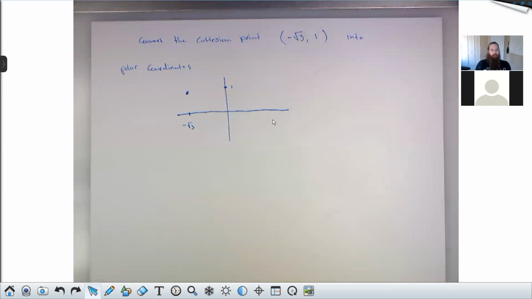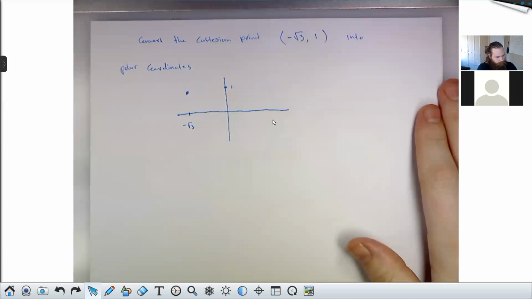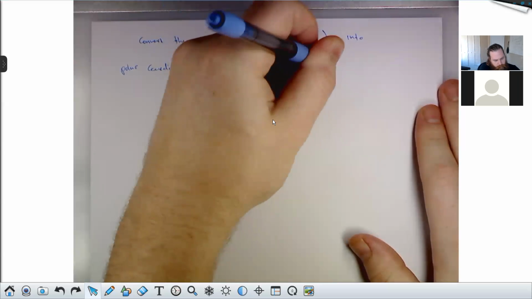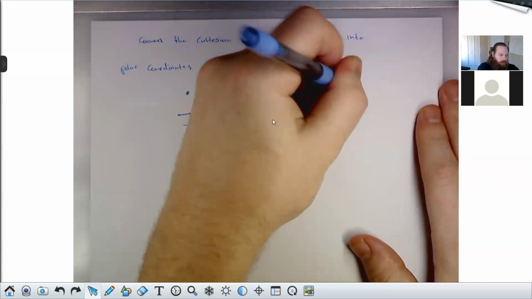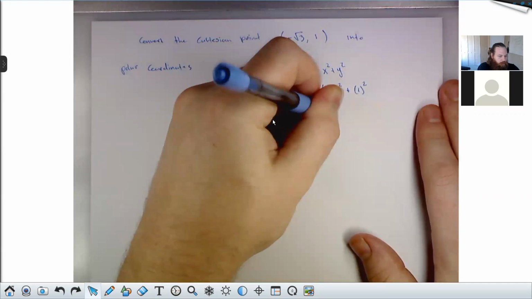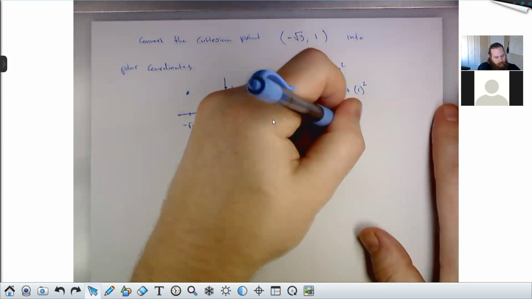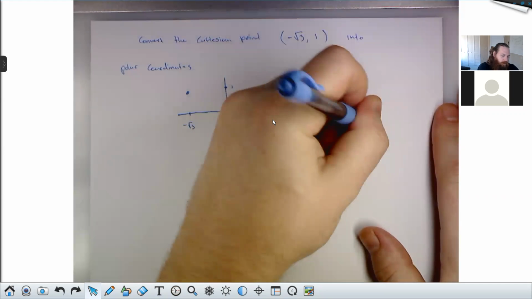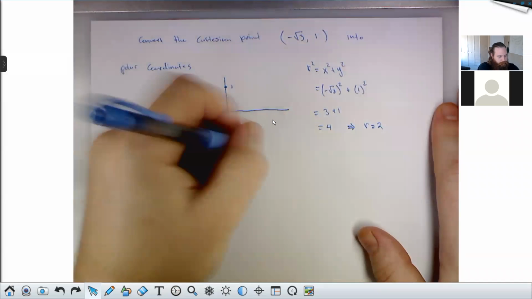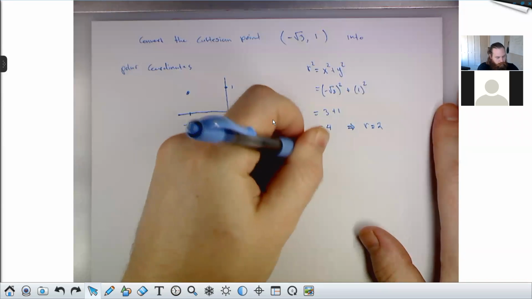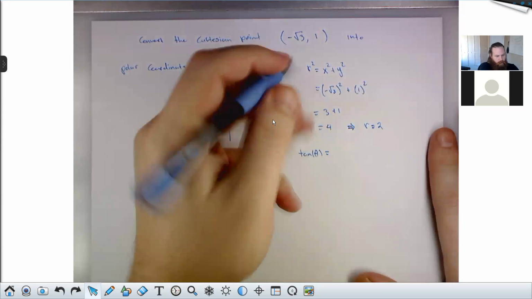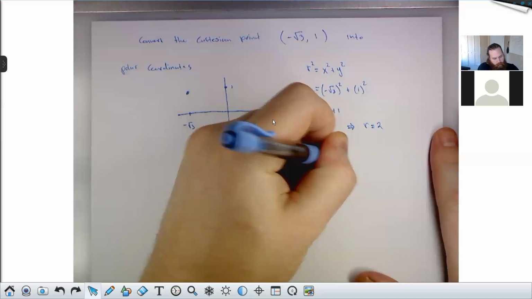All right, so here it is. And the same sort of thing works great. r squared is still x squared plus y squared. So that's negative square root of 3 squared plus 1 squared, which is 3 plus 1, which is 4. So r is equal to 2. And we know that the tangent of theta is y over x, which is 1 over negative square root 3.